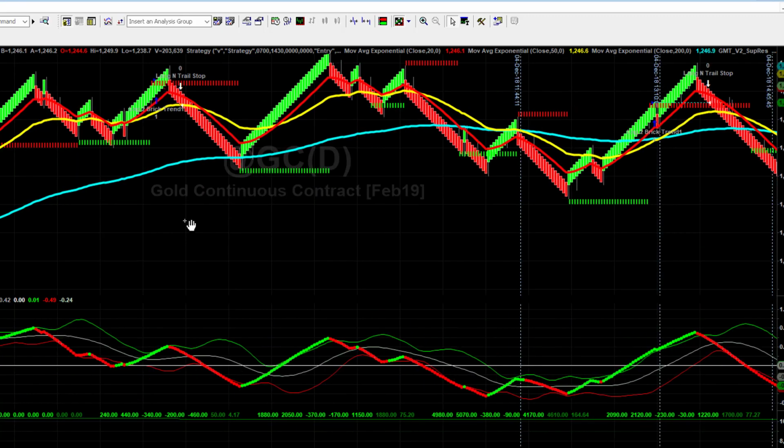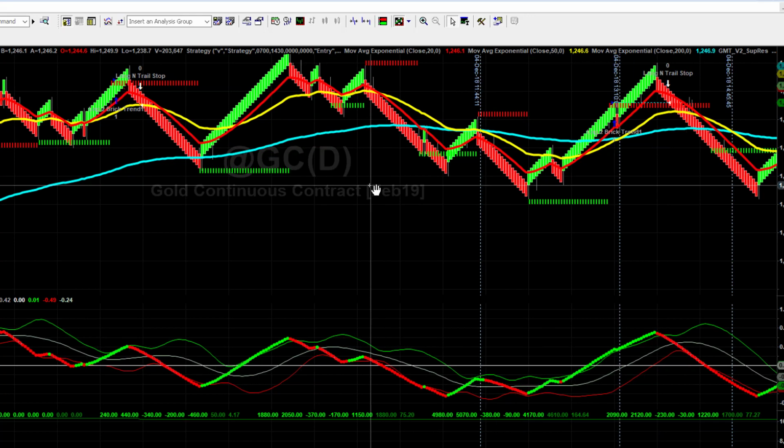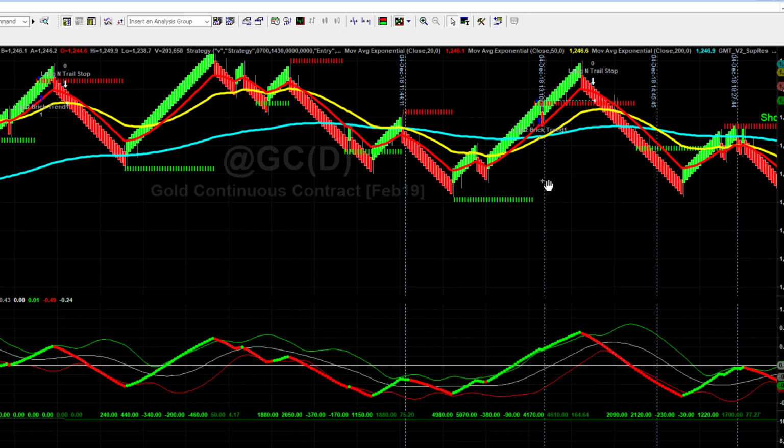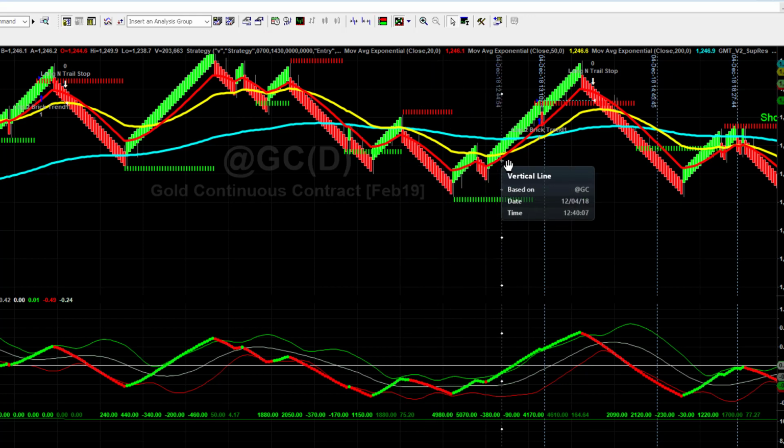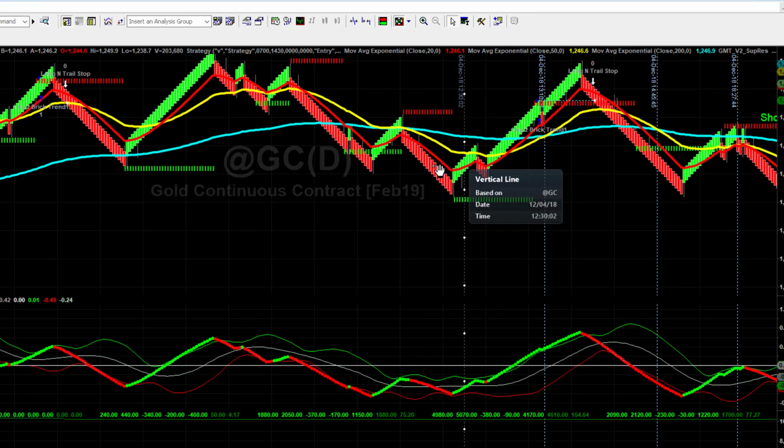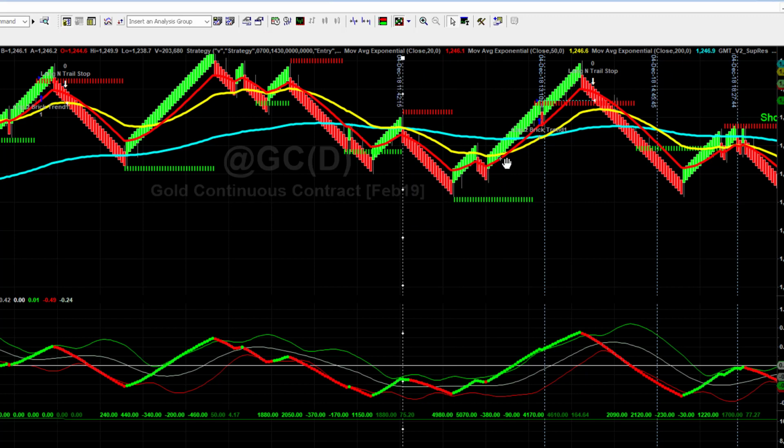It doesn't work every time, as strategies won't work 100% of the time, but this saves you. If you were to take this initial short first up, then you'd be knocked out here. But if you waited for the confirmation, you're not going to go in there.